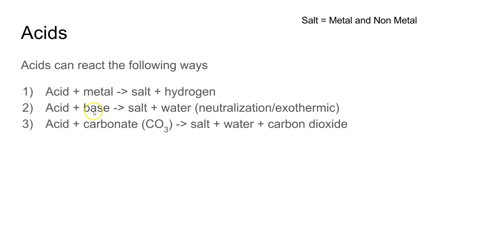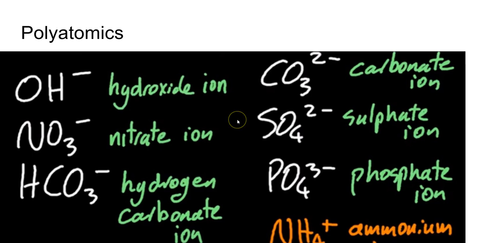Now, if you get an acid and a base, you get salt and water. This is one of the neutralization reactions, and it is exothermic. Lastly, you can put acid with a carbonate or a hydrogen carbonate, and that will make salt plus water plus carbon dioxide.